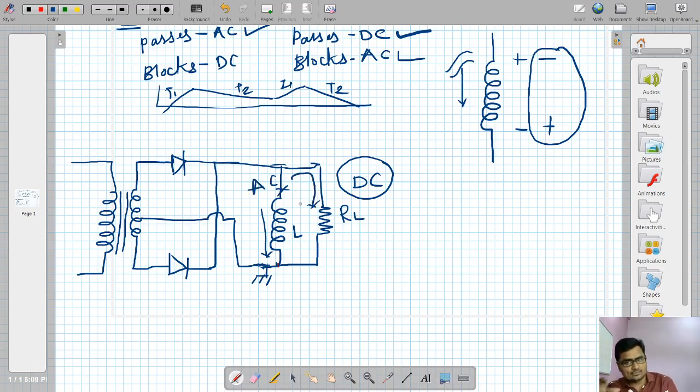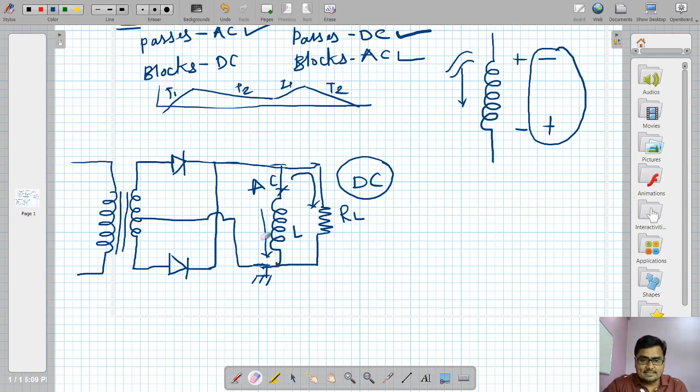So what do we want across the load resistor? AC components? Not at all. We don't want AC components across the load resistor. We want DC. But here the inductor is passing all DC components towards ground. So connecting the inductor in parallel with the load resistor serves zero purpose. It's completely useless for us, for a rectifier.